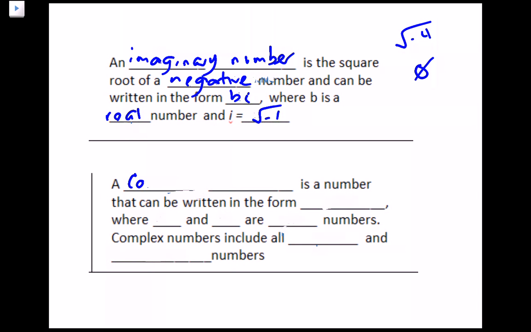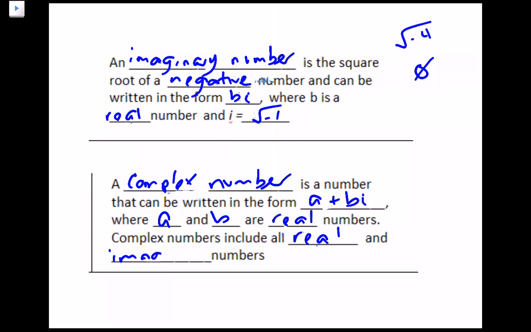A complex number is complex. Go figure. It can be written in the form a plus bi, where both a and b are real numbers. Complex numbers include all the real and all the imaginary numbers. So actually, this whole time in math, you've been talking about complex numbers, but now we're going to explore a whole other subset of complex numbers called imaginary numbers.